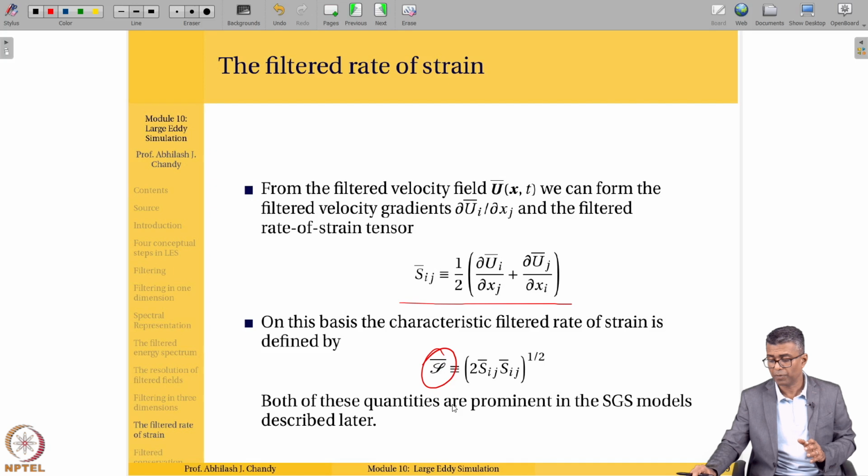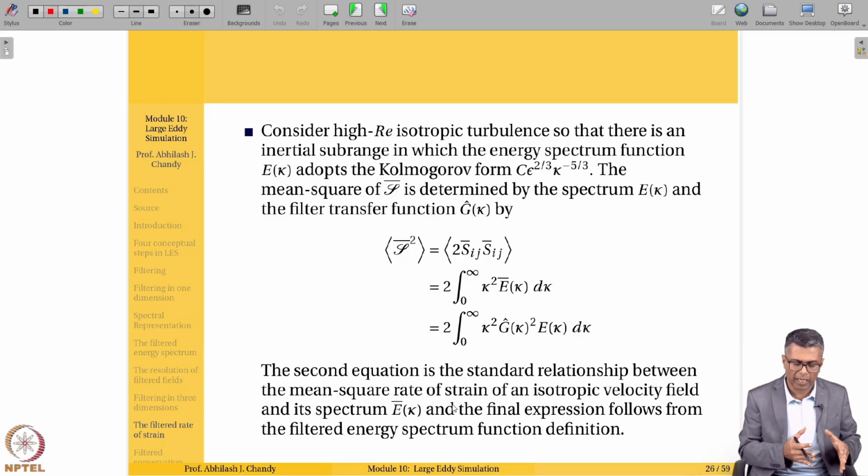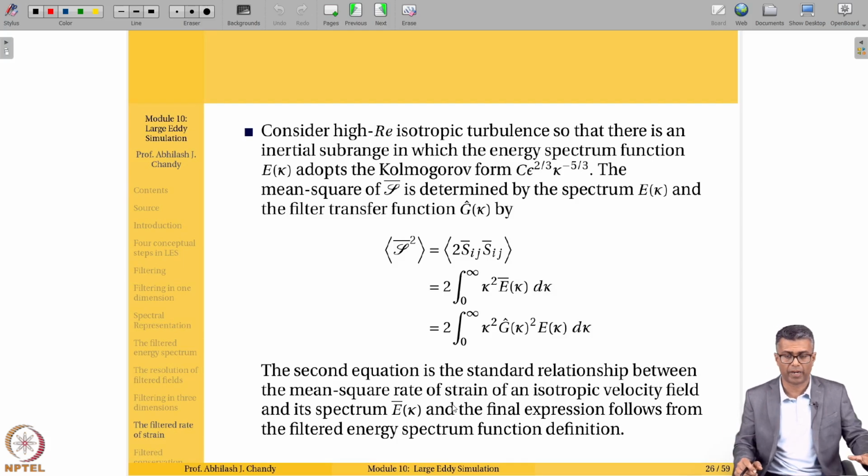Okay, so keep that in mind. Now, let's consider high Reynolds number isotropic turbulence. Obviously, it is going to be high Reynolds number moving forward because we are talking about doing large array simulations. We have to invoke Kolmogorov's hypothesis, which is applicable only to high Reynolds number. So it has to be high Reynolds number.